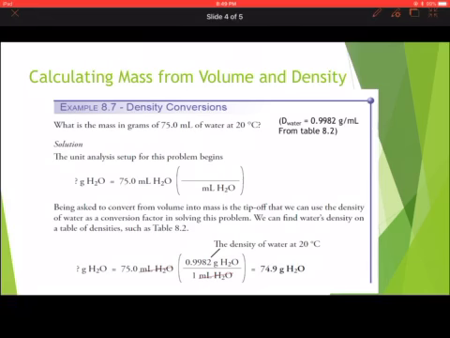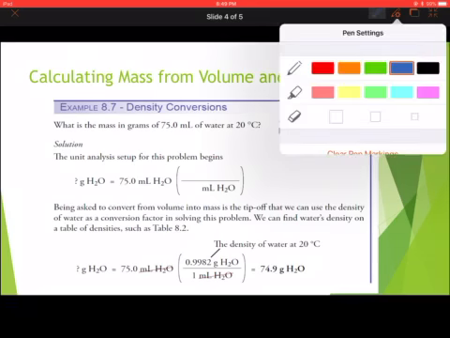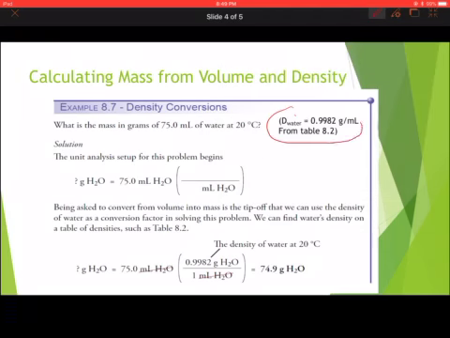The next slide shows you a situation where you have water. The volume is 75 milliliters. We know the water's density, which I show here in red: 0.9982 grams per ml. This is a sample problem in your book, so you really need to go into the book to take a closer look. That's table 8.2, which gives you the density of different things. Here you know the volume, and the question wants the mass.